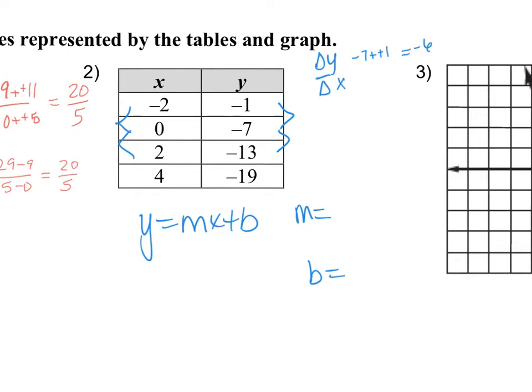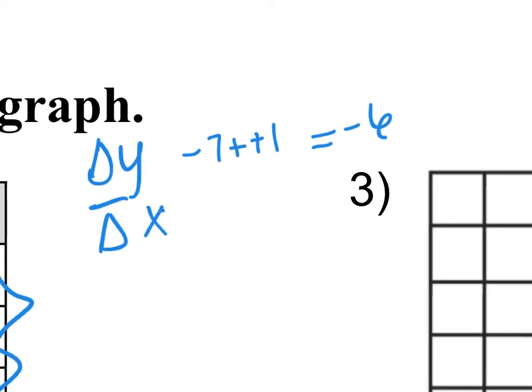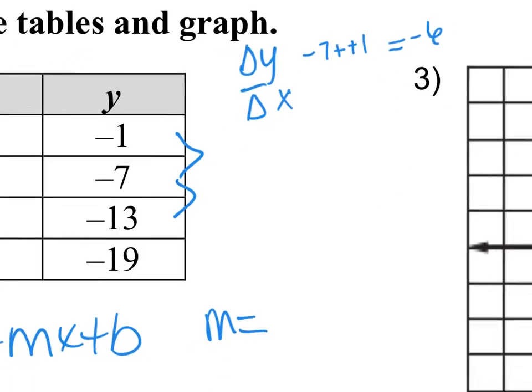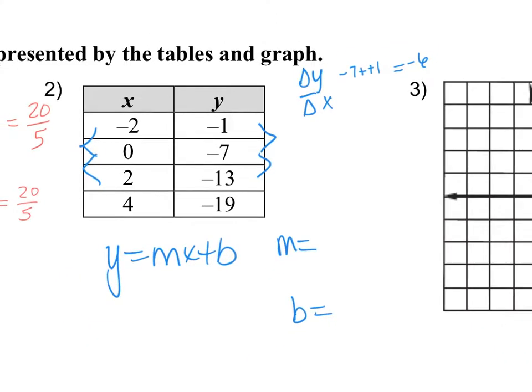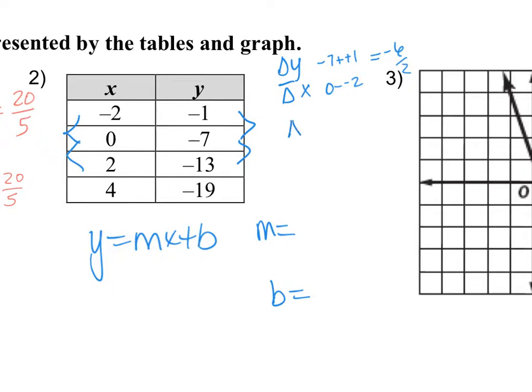Negative 6. Why? Okay, negative 7 minus negative 1. What happens to those minus negatives? They cancel out, so you're adding it. Negative 7 plus 1 is negative 6. Then your x value, 0 minus negative 2, is positive 2. So my change in y is negative 6, my change in x is positive 2. So what does that reduce down to be? Negative 3.